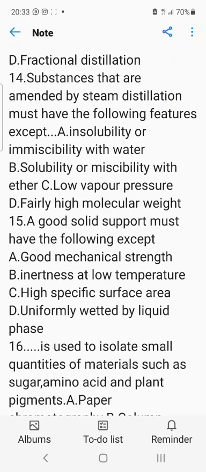Is it A, insolubility or immiscibility with water? B, solubility or miscibility with either? C, low vapor pressure? D, fairly high molecular weight? The answer is C. It ought to have been high vapor pressure, not low. So the answer is C.